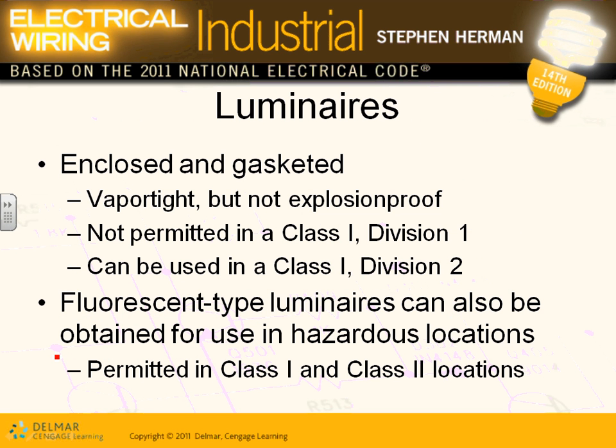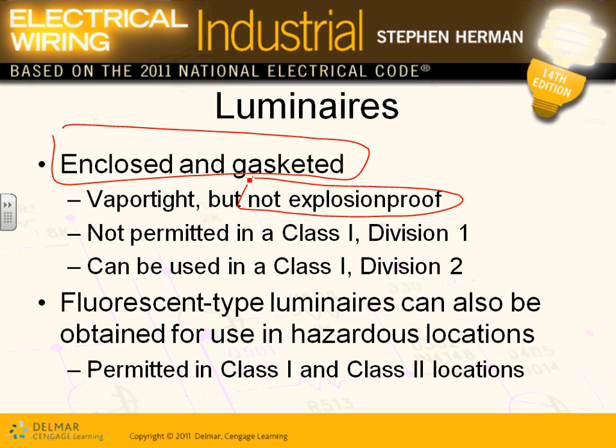Luminaires, a lot of luminaires. If you have luminaires, guys, in a Class 1 Div 1, they have to be explosion proof. Other than Class 1 Div 1, in a Class 1 Div 2, they don't have to be explosion proof. They can be enclosed and gasketed, which is basically less expensive than explosion proof. So if it's enclosed and gasketed, one little thing, they are not explosion proof. They are vapor tight but not explosion proof. So if I have a Class 1 Div 1, I can't put these luminaires in Class 1 Div 1.